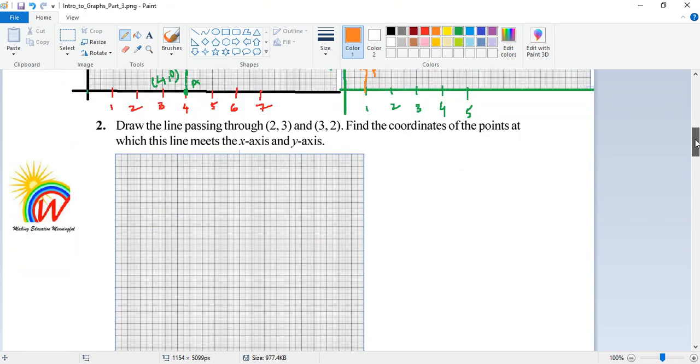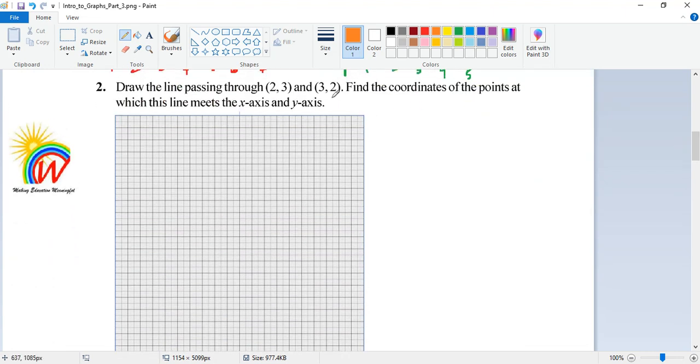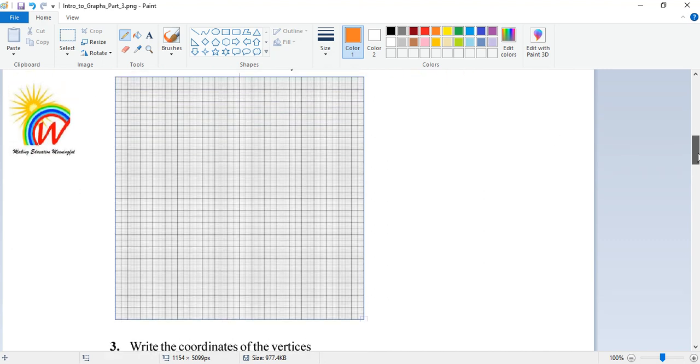Now come to the next question. Draw the line passing through 2 comma 3 and 3 comma 2. Find the coordinates of the points at which this line meets the x-axis and y-axis. So let us just draw the line first. First let me draw the x-axis, y-axis. Let's say this is my y-axis.